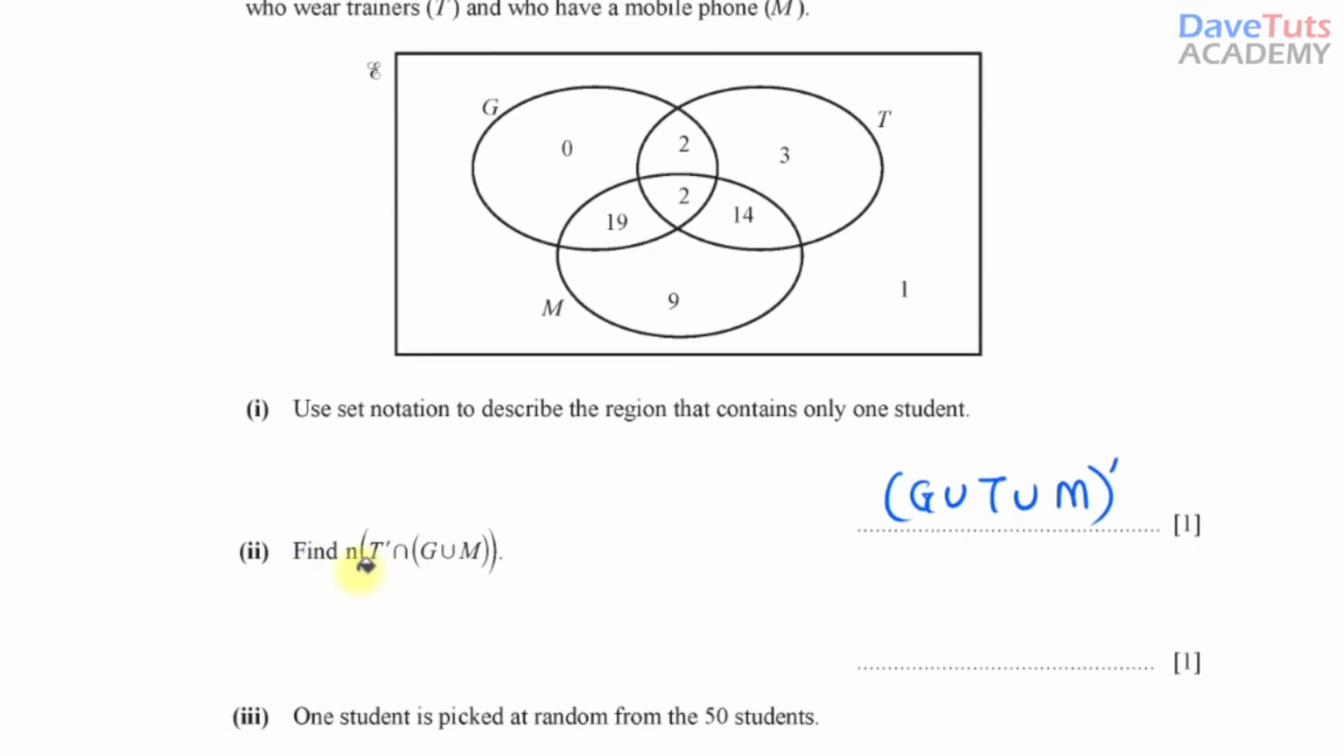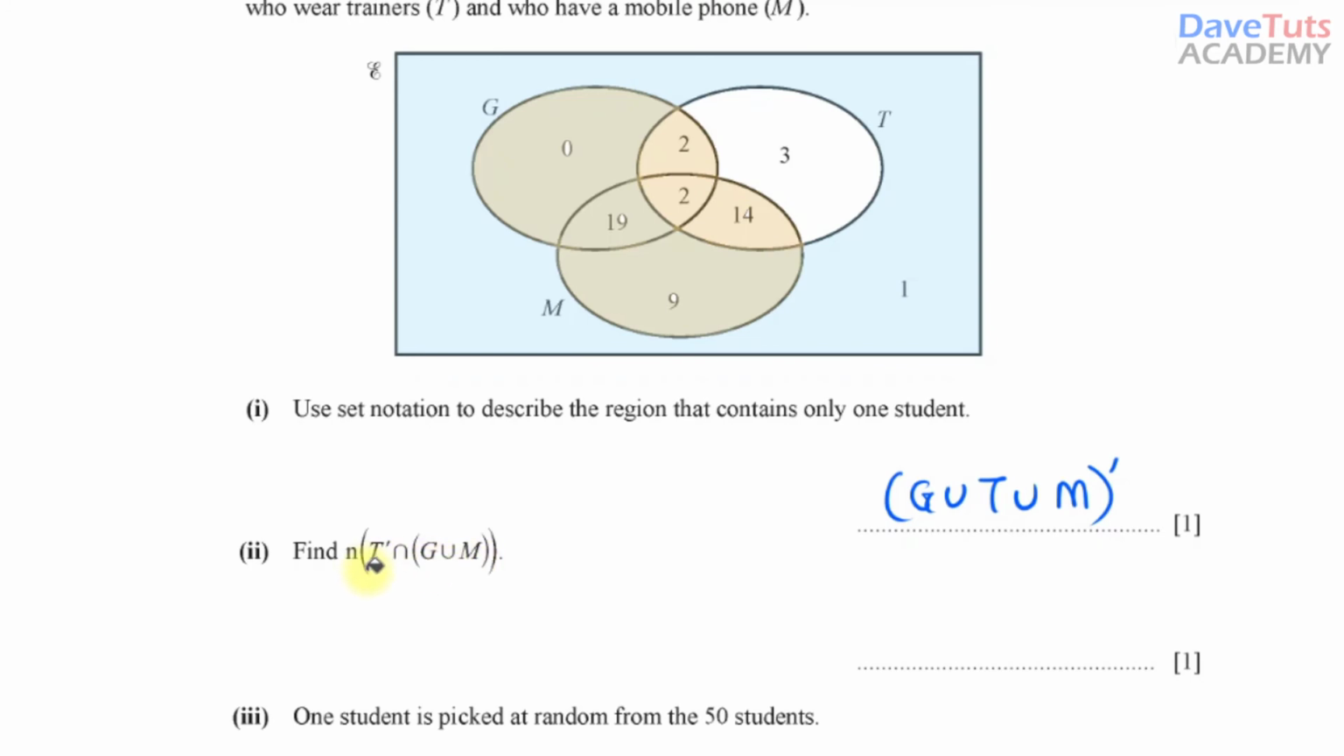for us to find the number of students that is being denoted with this T complement intersect G union M, T complement itself will be this region outside of T. You can see T is not being taken at all. Okay, that is T complement. Now G union M will be something like this. This is G union M, the whole of G and the whole of M. Okay, that is the G union M.